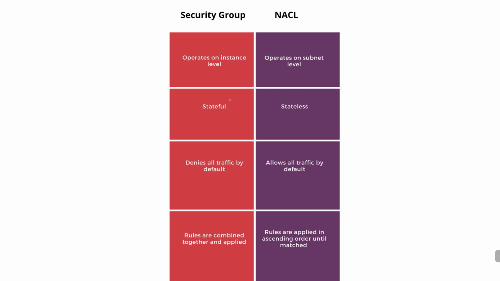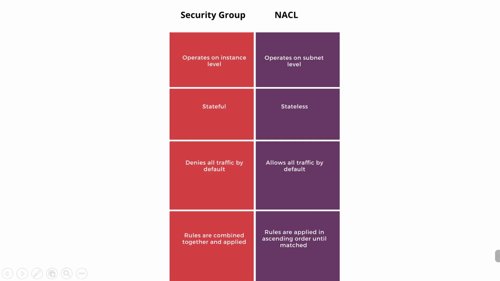This rule is not in ascending or descending order. This rule is applied combinedly, right? In the security group, the rules are applied combinedly. But in NACL, the rules are applied in ascending order until the match, right? So in the NACL, the rules are applied in ascending order.